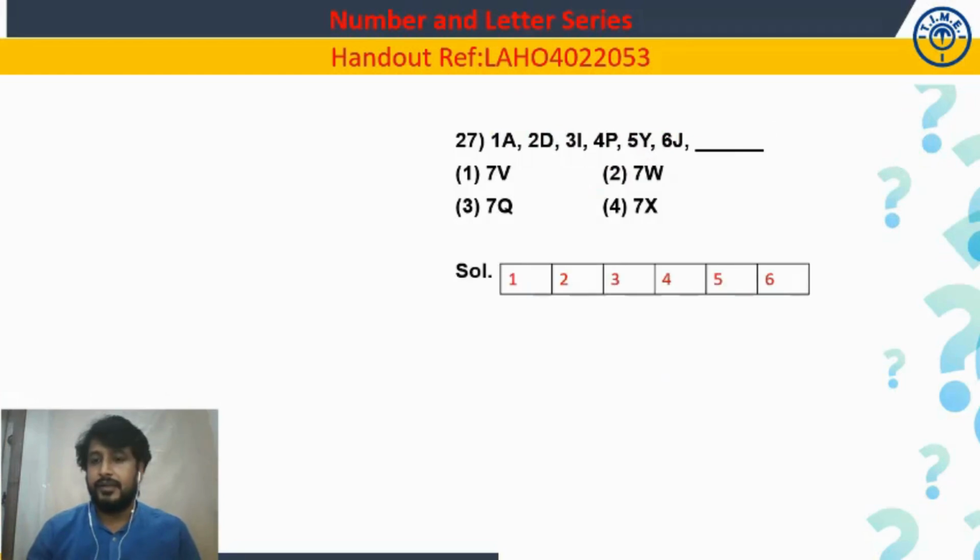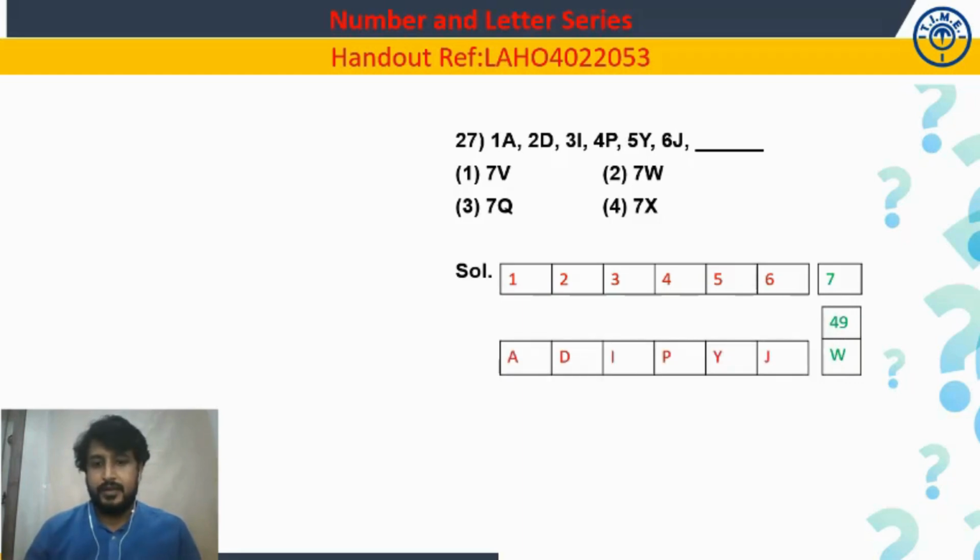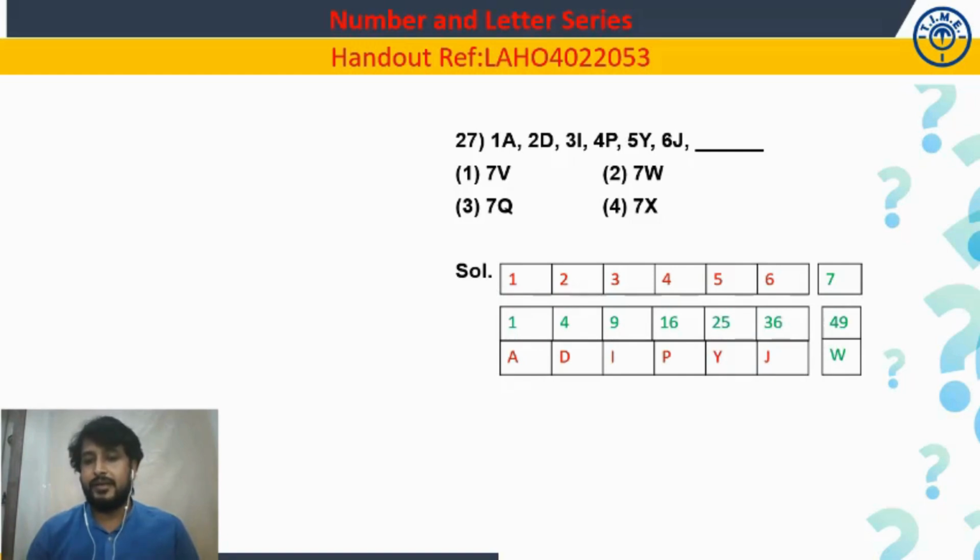1, 2, 3, 4, 5, 6. So next will be 7, and the logic in the letters is this one. A is 1 square, D is 2 square, I is 3 square, P is 4 square, Y is 5 square, J is 6 square. Similarly, 49 is nothing but 7 square, which is W. The 49th letter is W.